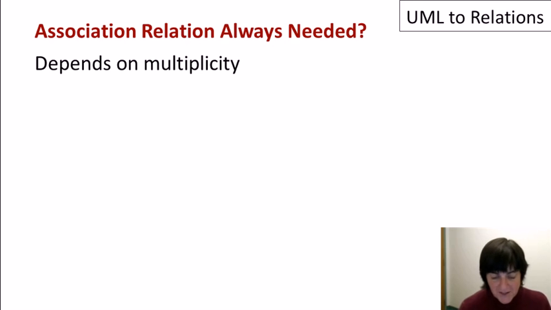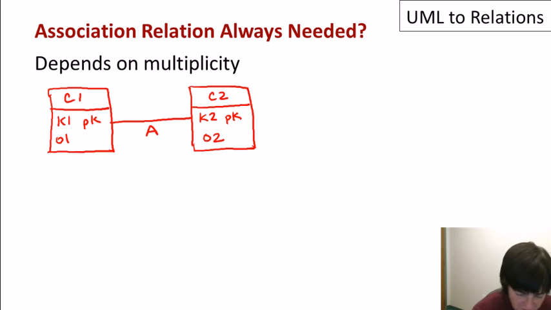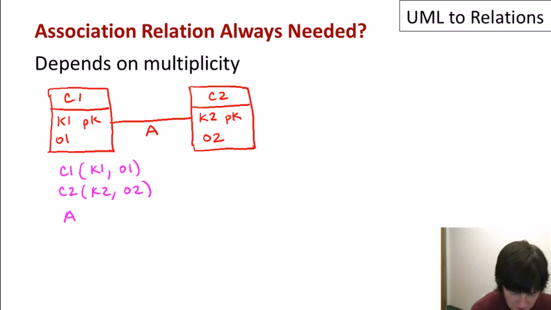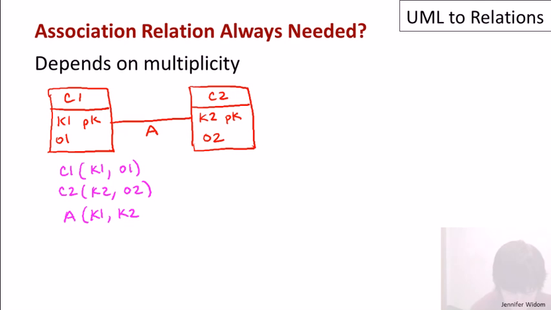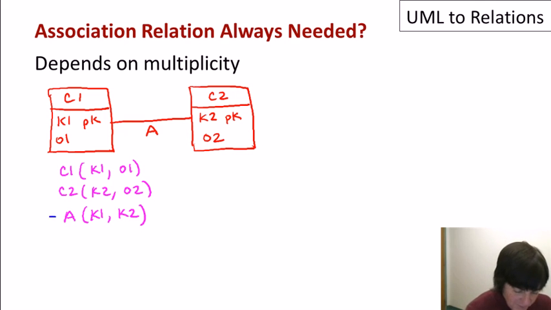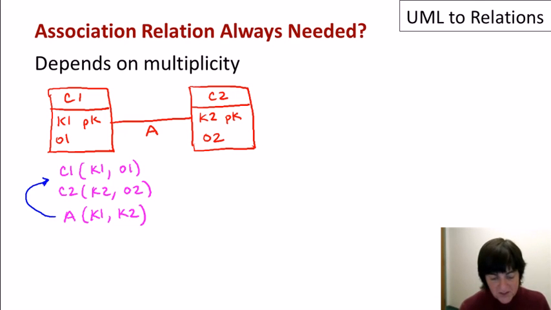Now there's actually a related concept here where we might not need a relation for associations at all, and again that depends on multiplicity. Let's start with a generic example. From this, our standard translation would give us 3 relations, one for C1, one for C2, and then one capturing the association A, which would have a key from each side. Now what we're going to discover is that in some cases it's actually possible to fold relation A into either C1 or C2. We'll end up with just 2 relations instead of 3, and we'll be capturing the same information.